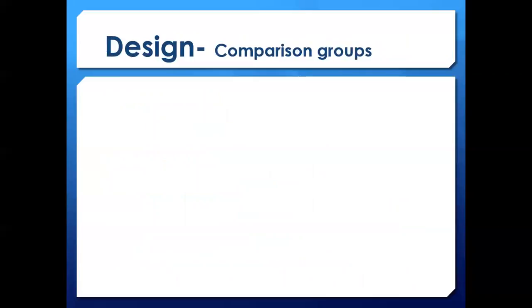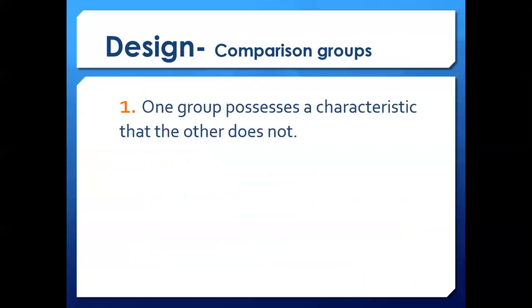For the design of our causal comparative study, you have different comparison groups. These are the 2 or more groups that you are going to look at and compare. Now, these groups are broken up based on 2 different things. The first way that we break up comparison groups is when one group possesses a characteristic that the other does not. One group is going to have something, the other group is not going to have that thing.